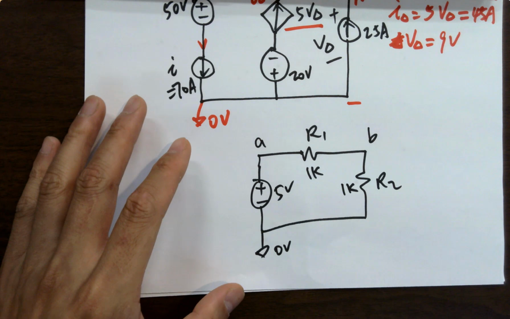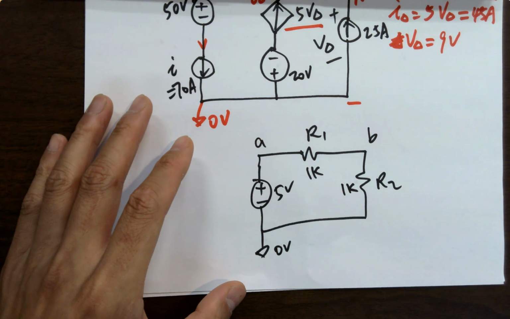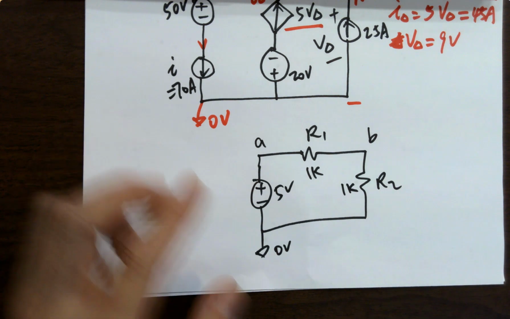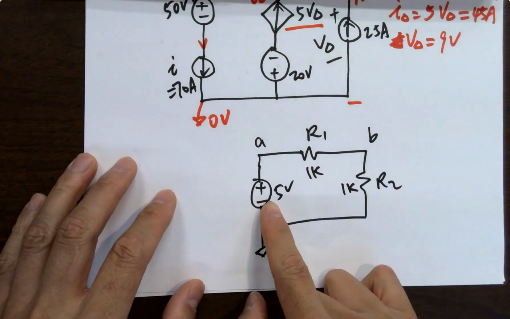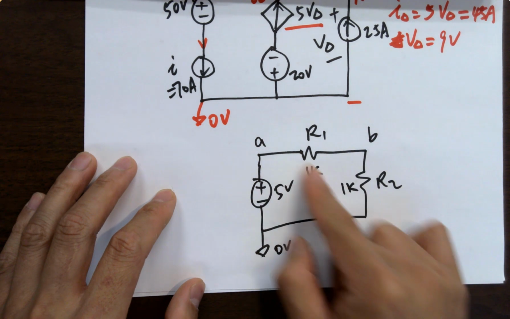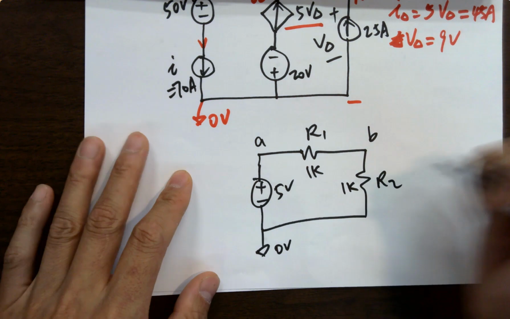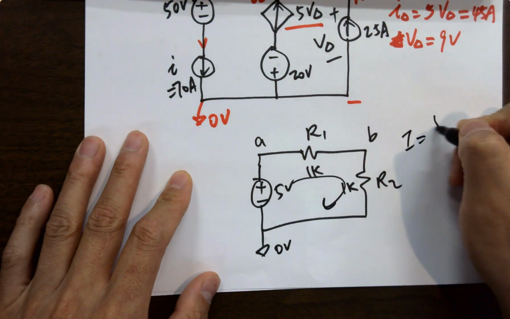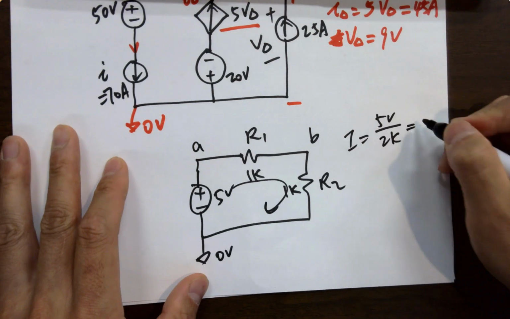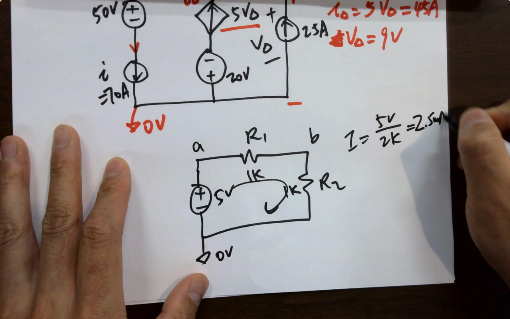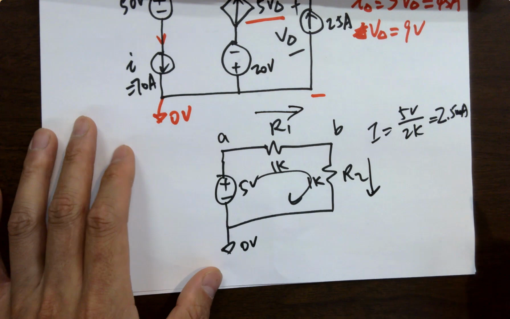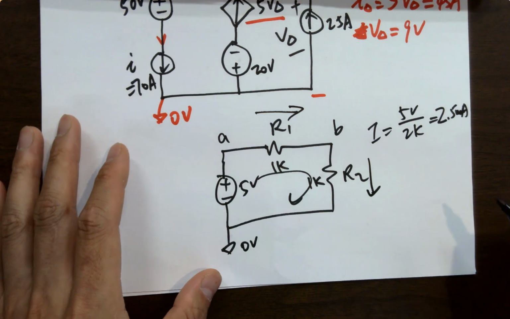The voltage at node B is 2.5 volts. You have 2 equivalent resistors, so it divides the voltage into 2 equal values, 2.5 for each. How to calculate it? You can calculate the overall current, which is I equals 5 volts over 2K, giving you 2.5 milliamps. So it's 2.5 milliamps through every single resistor.